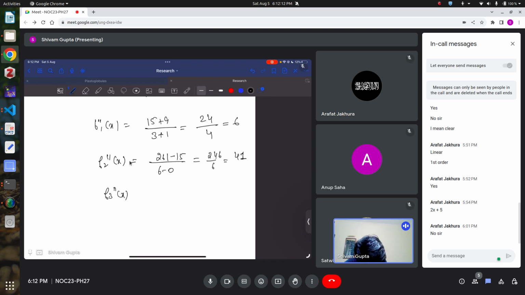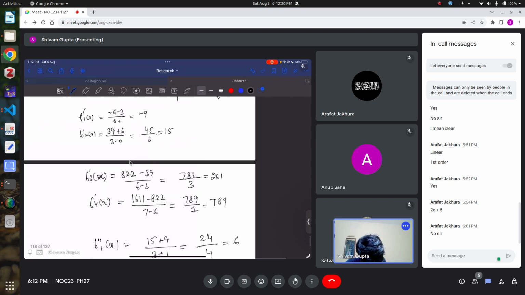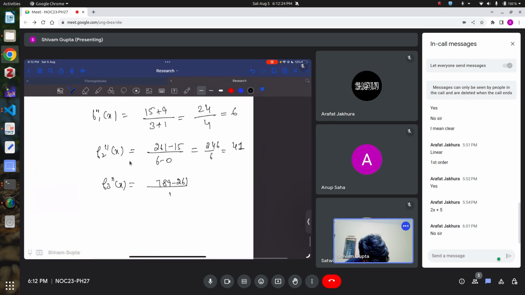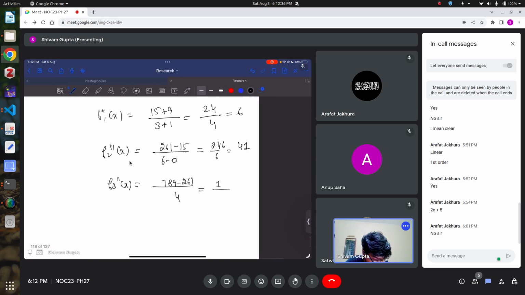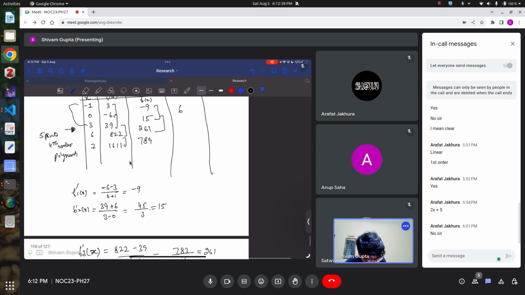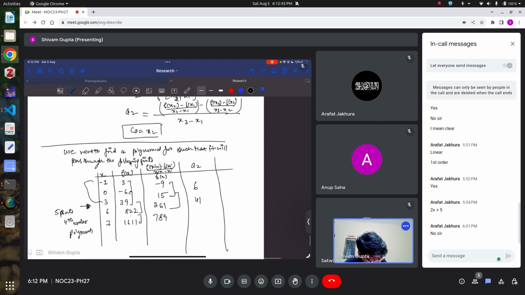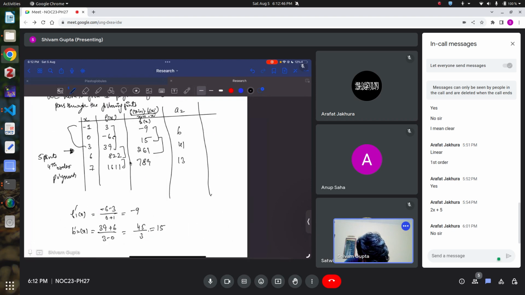F3 double prime of x is 789 minus 261 by 7 minus 3, which is 4. It's 789 minus 261 by 4, which is 132. So we have 41 and 132.